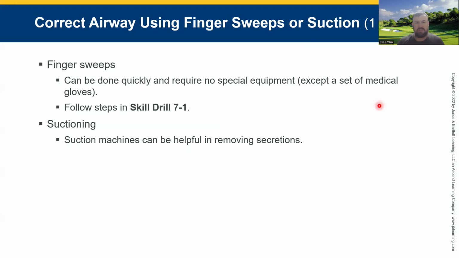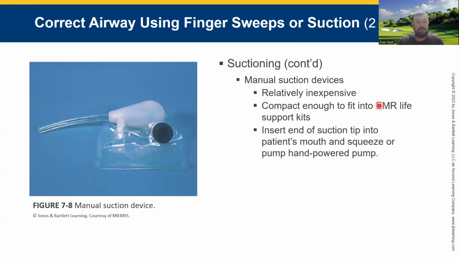Suctioning. So suction machines can be helpful in removing secretion, blood, and vomitus. They come in all kinds. This right here is a manual suction device. It's not expensive. It's in a lot of EMR support kits. Sometimes it'll be in some of your more advanced first aid kits. Insert the end of the suction tip into the patient's mouth, squeeze or pump the hand-powered pump, and it will pull that up out of there.